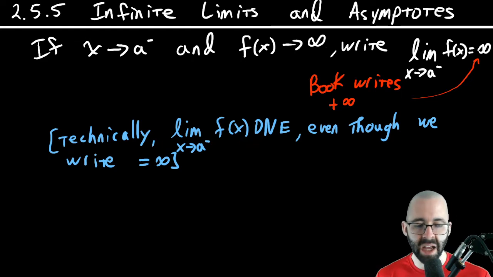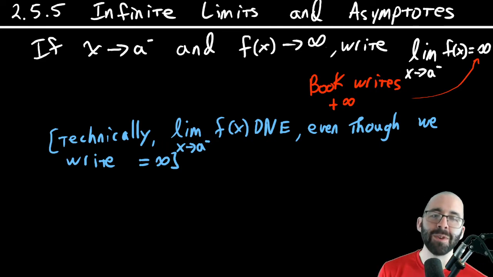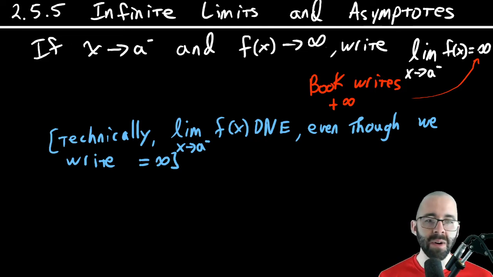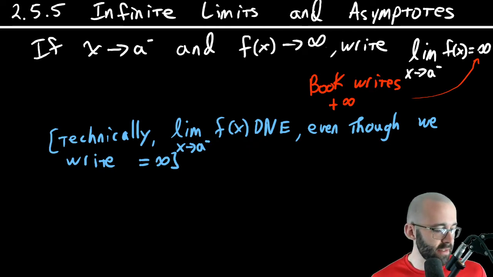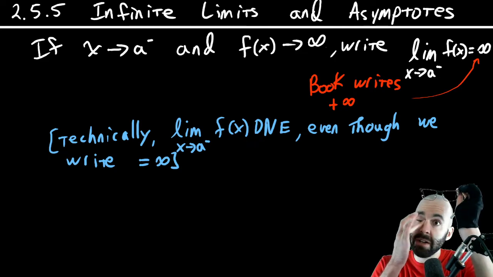We're just describing the behavior. Mathematicians use this phrase called abuse of notation, all right? We're slightly abusing the notation here even though it doesn't technically equal infinity. Infinity is not a number. Something cannot equal infinity because it's not a number. But it still describes what we're talking about really well.